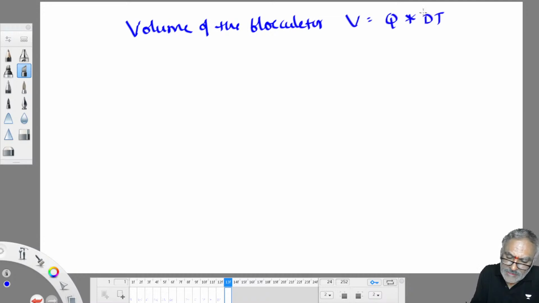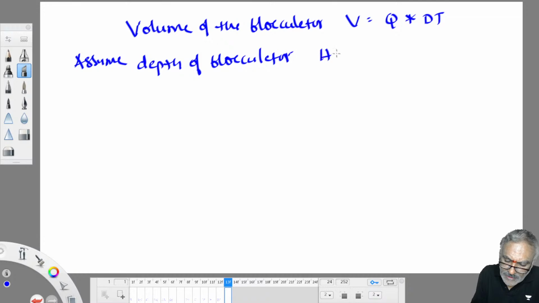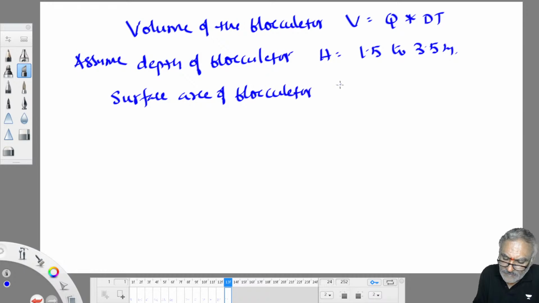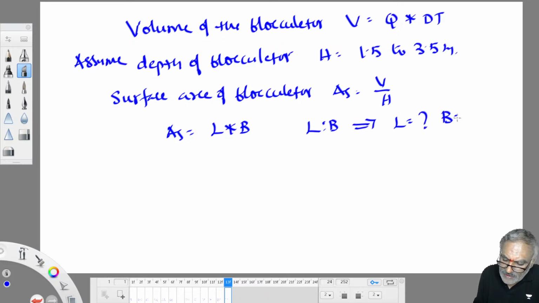Q into detention time. Normally depth of flocculator we provide. Assume depth of flocculator H value anywhere between 1.5 meters to 3.5 meters. You can fix surface area. Then surface area of flocculator is volume by depth. So surface area of flocculator is L into B. So using L is to B ratio, you can find out length of the flocculator and width of the flocculator. That is how we design.